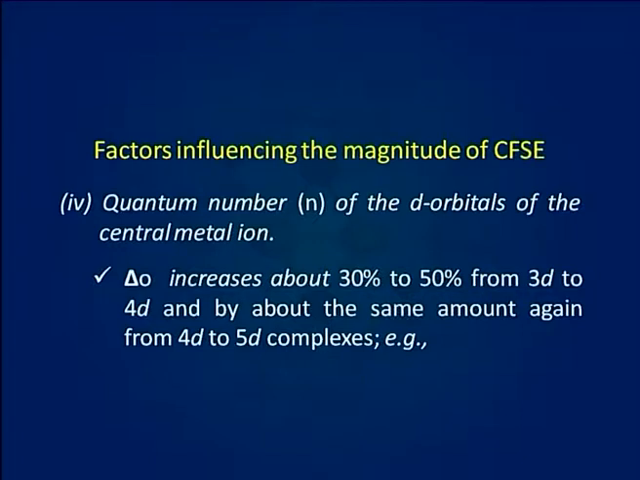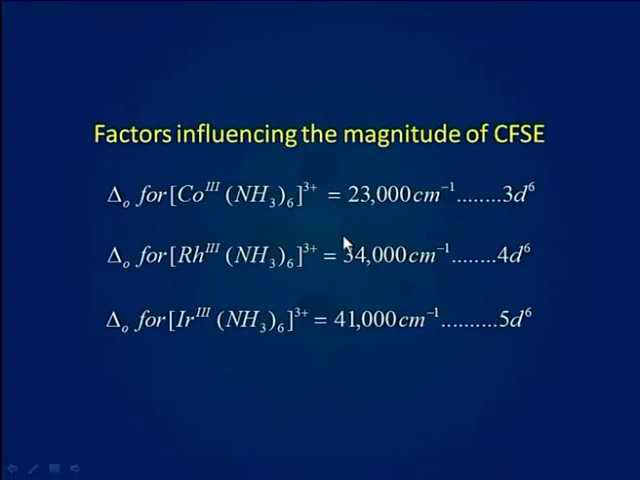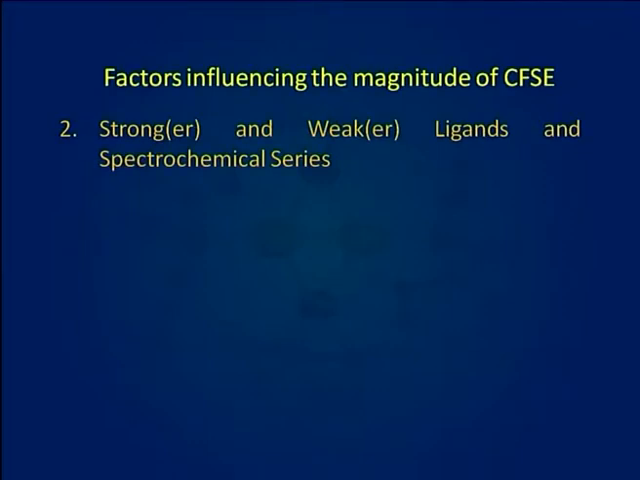Δo increases about 30% to 50% from 3d to 4d and by about the same amount again from 4d to 5d complexes. For example, you can see here crystal field stabilization energy is increasing from 3d to 4d series and from 4d to 5d series. Presumably, the 4d and 5d valence orbitals of the central ion are better than the 3d orbitals in sigma bonding with the ligands.